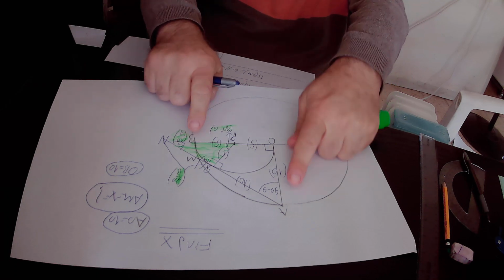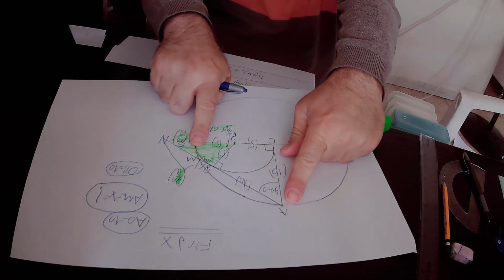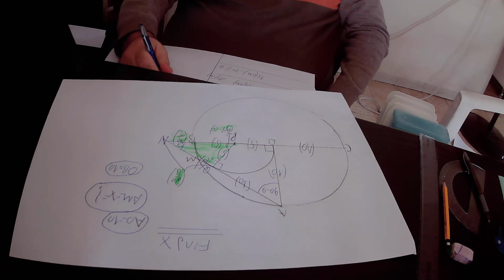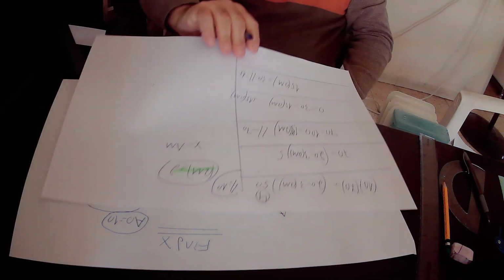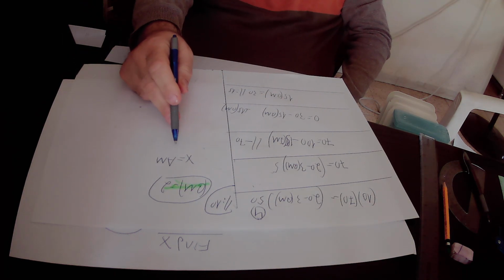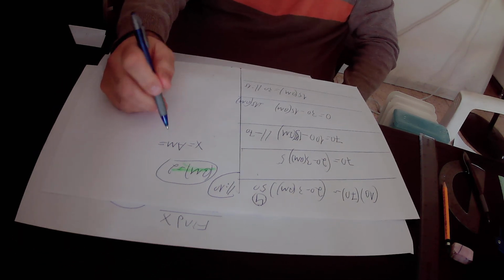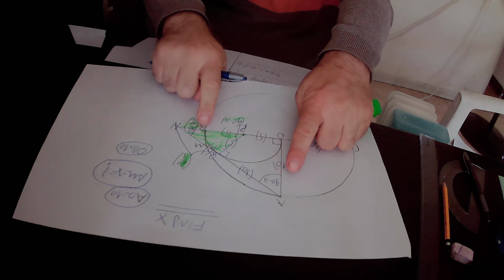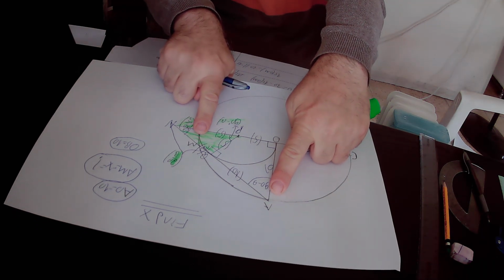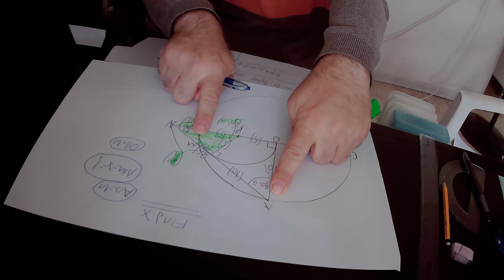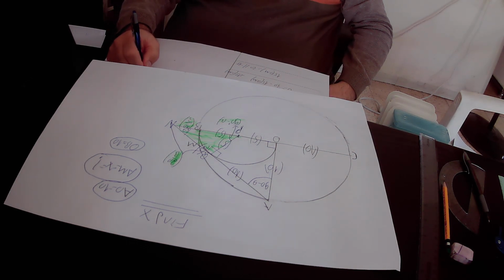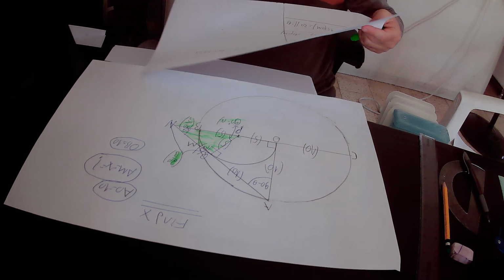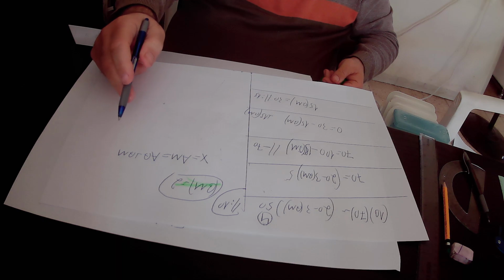Our mission is to find out the length of this line segment AM that is equal to X. Again, we have to find out the length of AM that is equal to X. From the drawing, it is very easy to see that AM equals AQ plus QM. Repeat again, AM equals AQ plus QM.